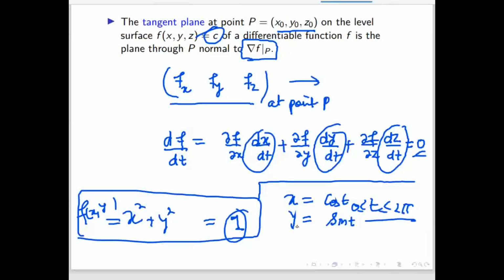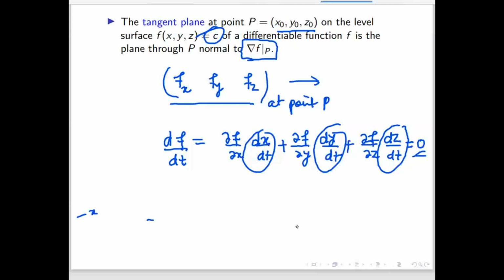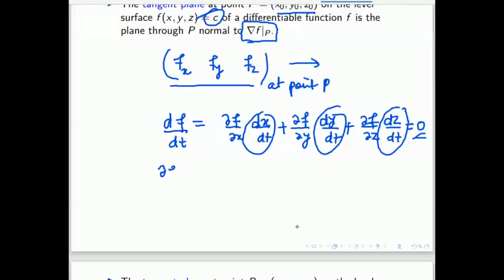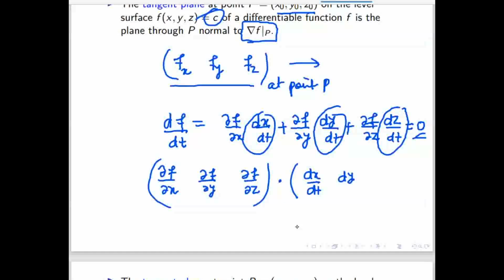And from this we can write, at point P also, I'm not just writing the point, that is nothing but this del f by del x, del f by del y, del f by del z vector, dot product with dx by dt, dy by dt, and dz by dt. This is coming 0. This is the same as the dot product of these two vectors, like del f by del x i cap plus del f by del y j cap plus del f by del z k cap. This vector dot product with this vector will give this one.